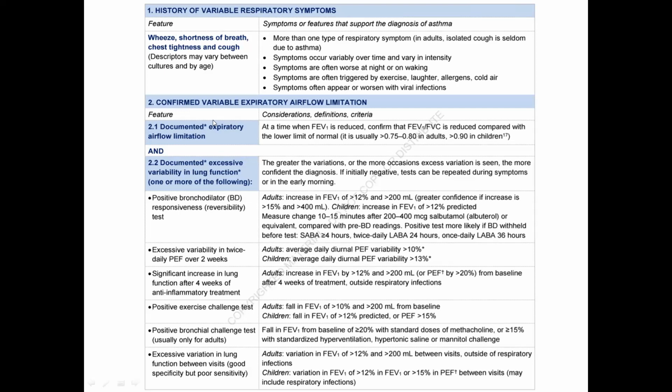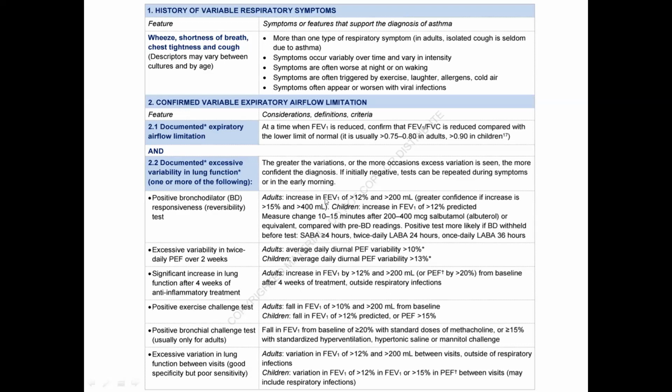So once we document expiratory airflow limitation in spirometry, we need to confirm variability, that is positive bronchodilator responsiveness. Variability refers to an improvement or deterioration in lung function as well as clinical symptoms in response to a bronchodilator or over time spontaneously. Positive bronchodilator responsiveness, previously it was known as reversibility.